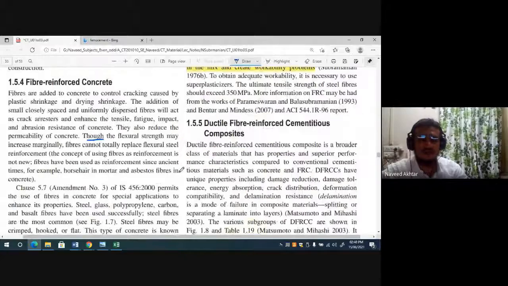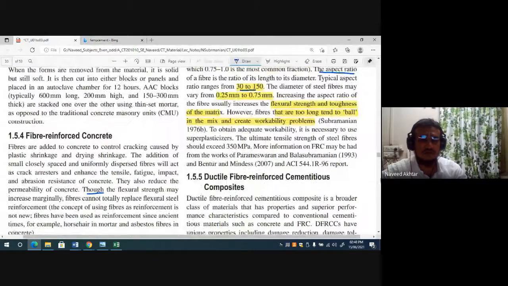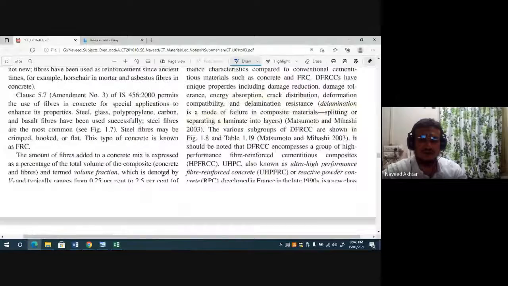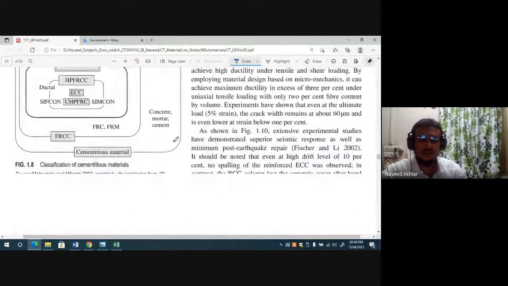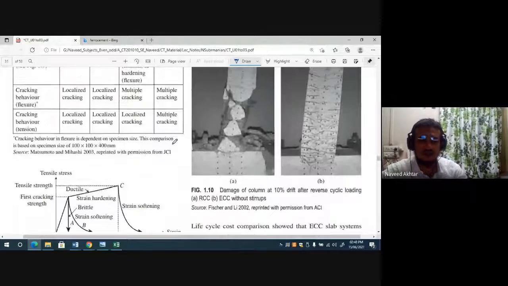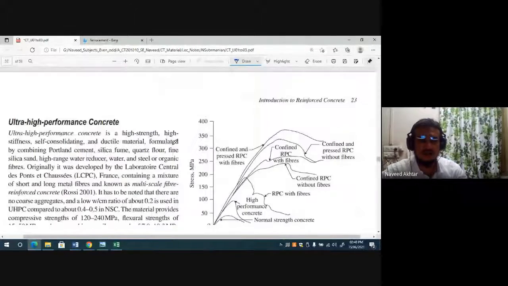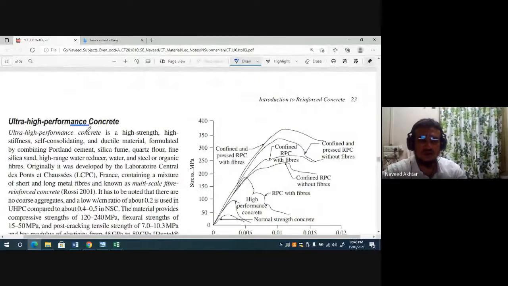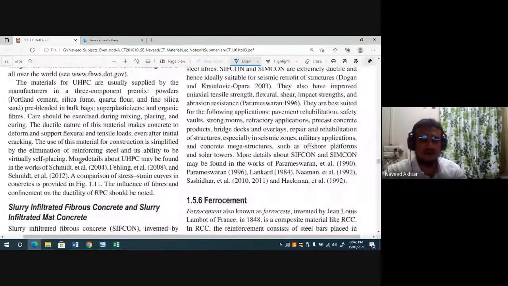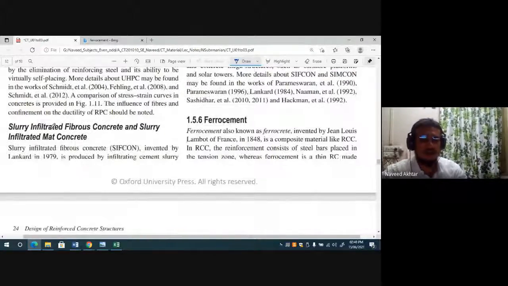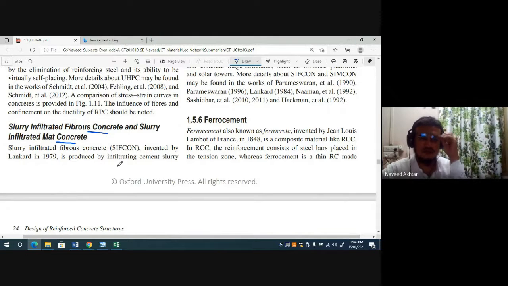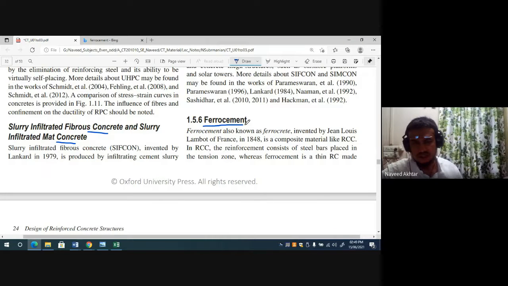So many such ferrocement concretes you can see. Fiber reinforced concrete we have already gone through. Engineered cementitious composite and some special concretes you can also see. Ultra high performance concrete is another type of concrete, and then slurry infiltrated fibrous concrete and slurry infiltrated mat concrete. Many slurry infiltrated concretes are used nowadays. Now you can see ferrocement concrete.